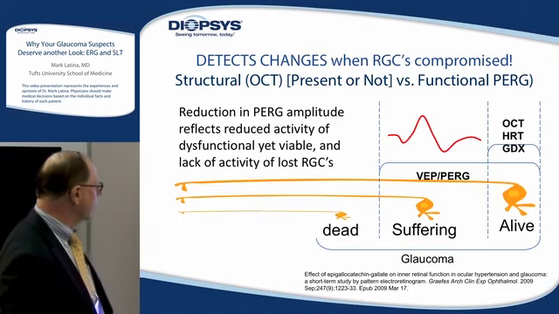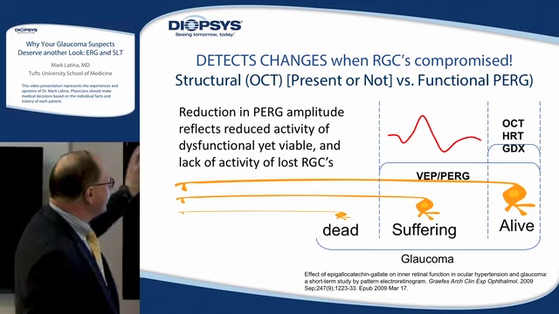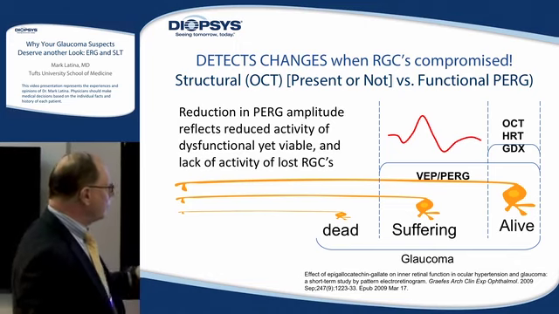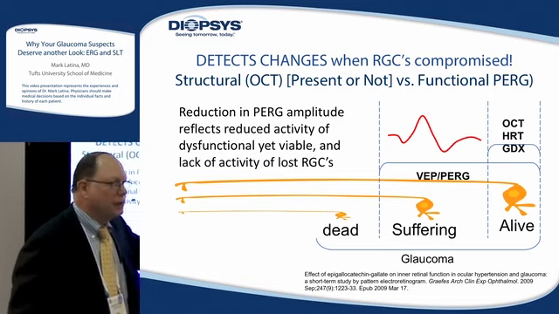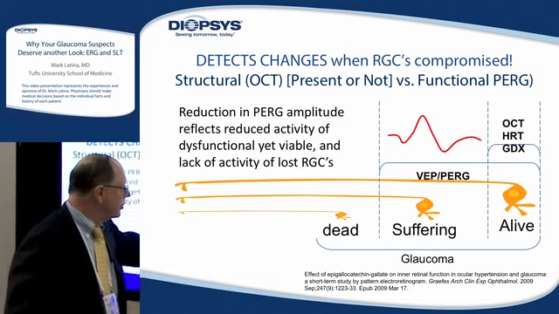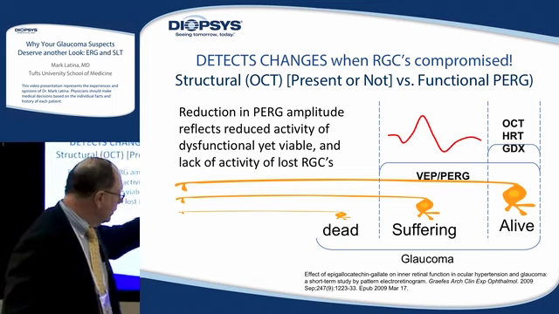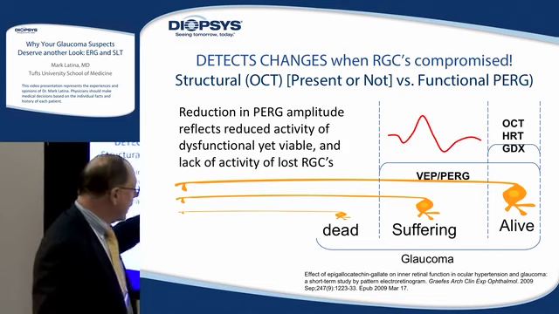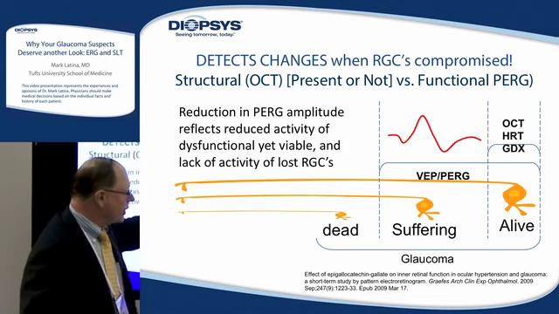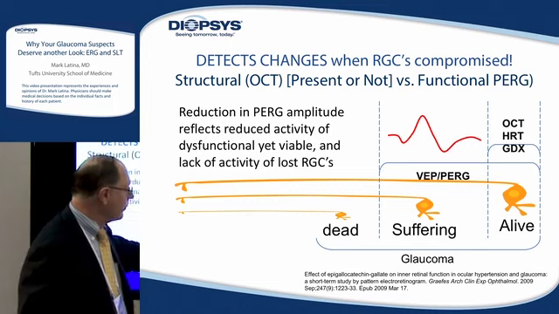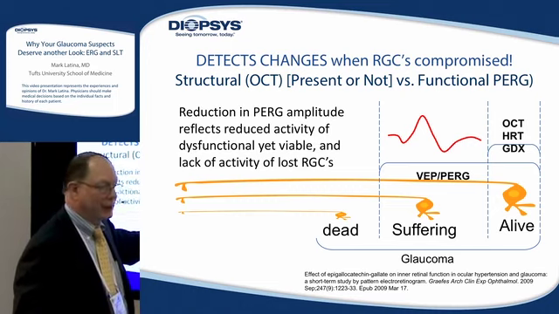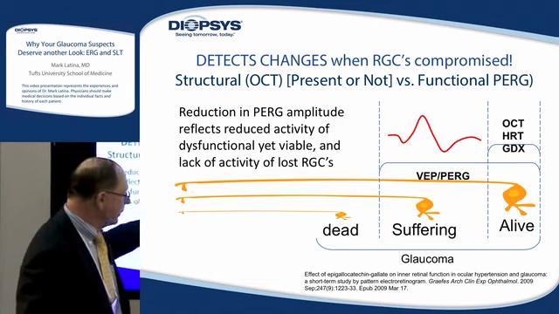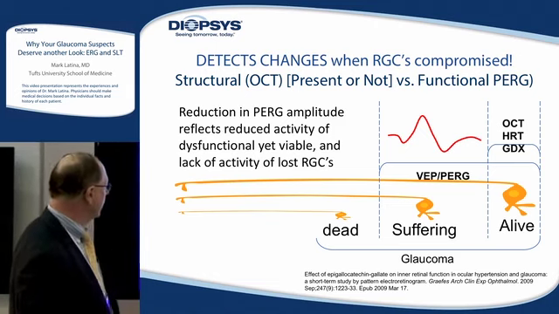So again, in review, it's detecting changes in the RGCs when the cells are compromised. What we have again with OCT, HRT, and those tests is that they're telling you that the cells are there or they're not there, but they're not telling you anything in between. The pattern electroretinogram is telling us what's happening in between here, what's happening with the viability of the cells. And also, if of course your amplitude is reduced, then a number of those cells are being killed off.